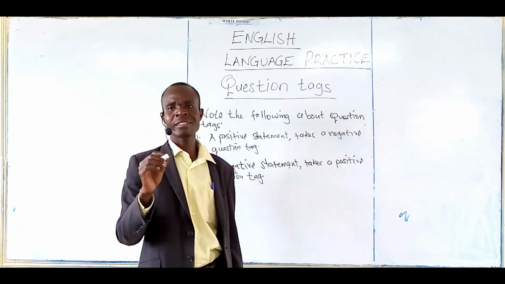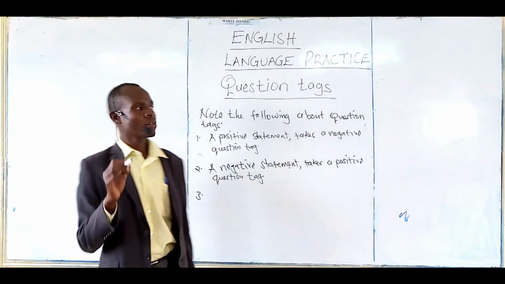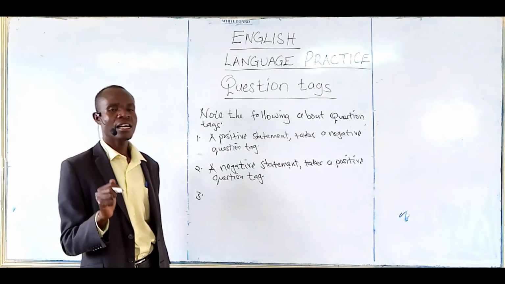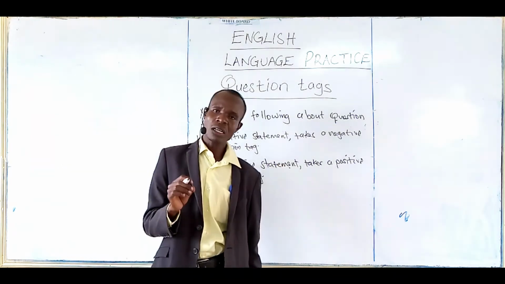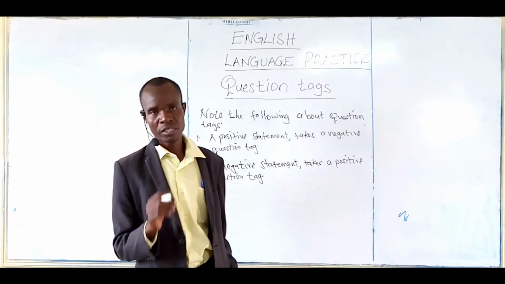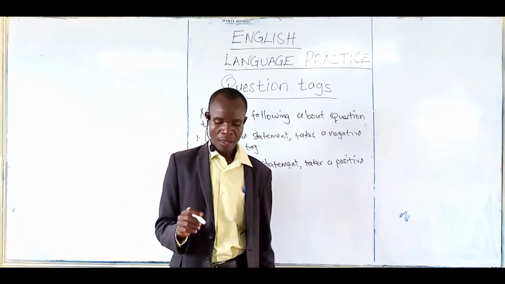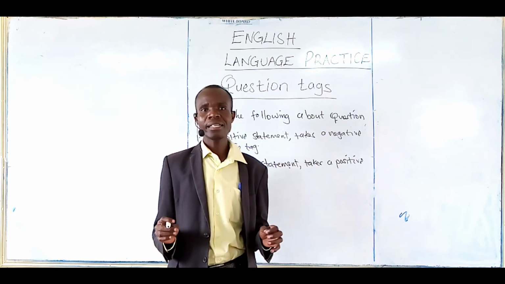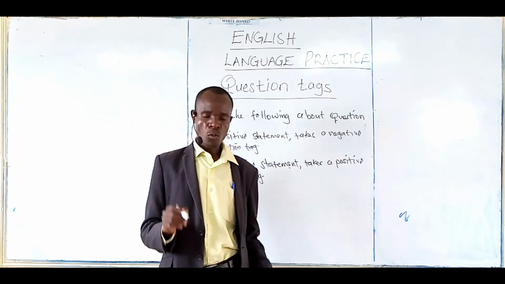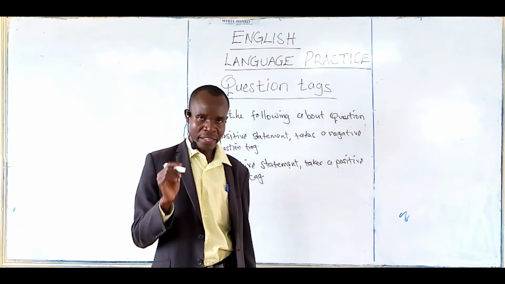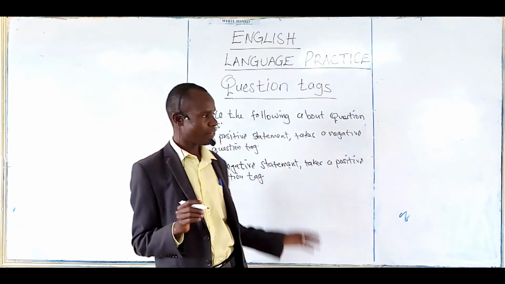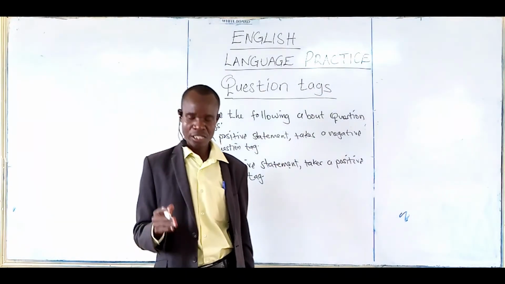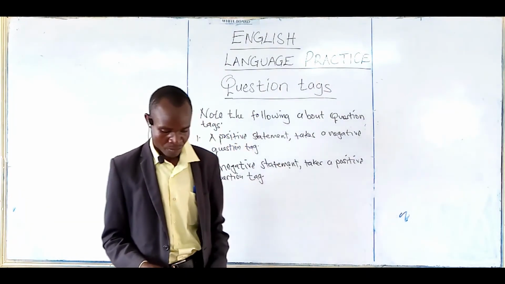Example, they could see the adjudicator. The modal verb here is could, and therefore we repeat the same. Because the statement is positive, when we are responding, we say couldn't they as our answer. The first part, a positive statement, takes a negative tag. So this one is applied all through.